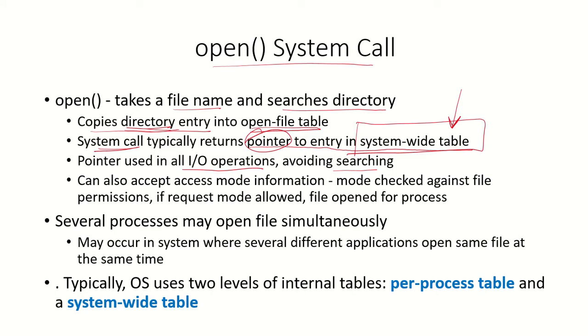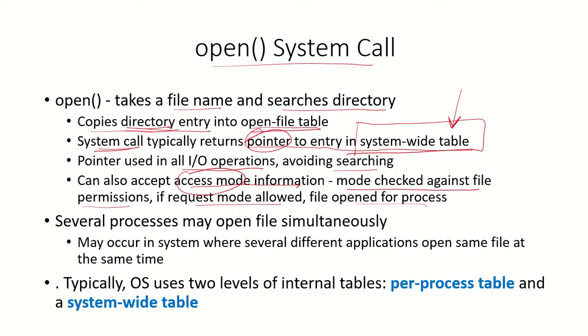This can also accept access mode information. Now this file handler will also be used to check the access mode. So if any user wants to write into that file, it will first be checked whether that file allows those write permissions to the user or not. So the mode is checked against file permission. If the requested mode is allowed, then the file is opened for that process, otherwise not.